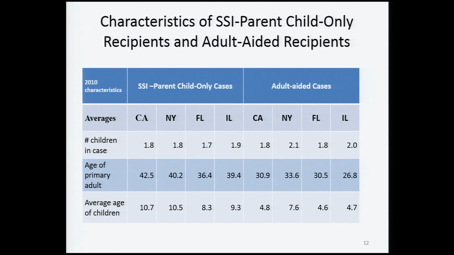But the next row down, the age of the primary adult, there is a profound difference between the SSI caseload and the adult-aided caseload, with the SSI parents being profoundly older, in part, no doubt, because they've been on the caseload longer, and once you're on the caseload and stay on longer, you tend to age, and that may be universal. And it may be that some of these folks got onto TANF a little later in life because of a disability problem that came later in life, although I don't think we really know much about that. And as a result of the older age of the parents, lo and behold, the kids are older as well.